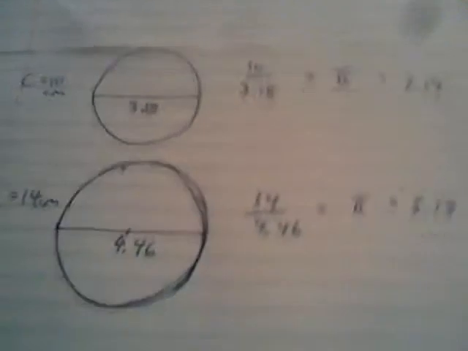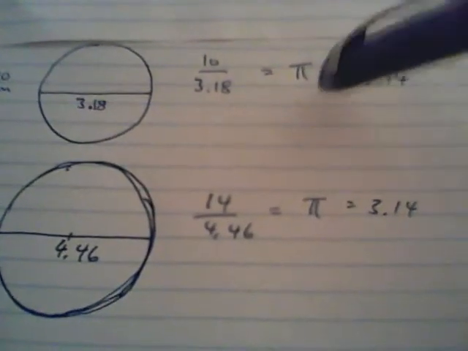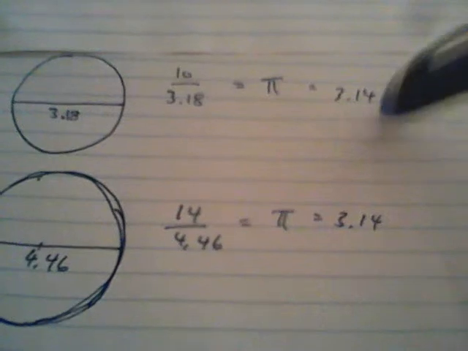So this is a kind of magic ratio which occurs in all circles. If you divide the circumference by the diameter, every time, if it is a perfect circle, you get this ratio 3.14, which we're going to call pi.